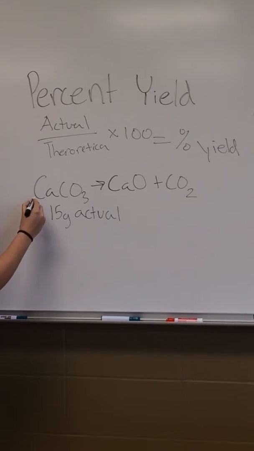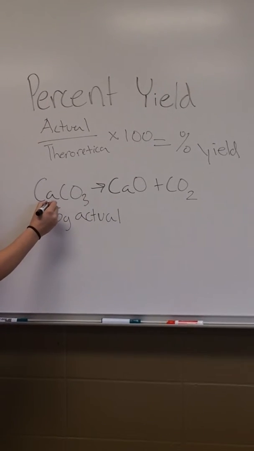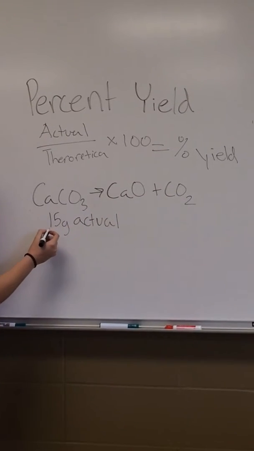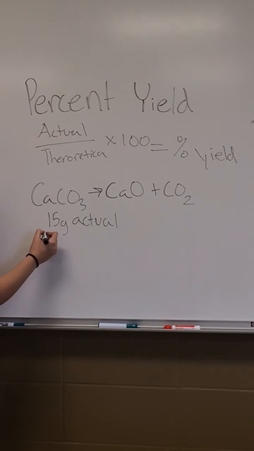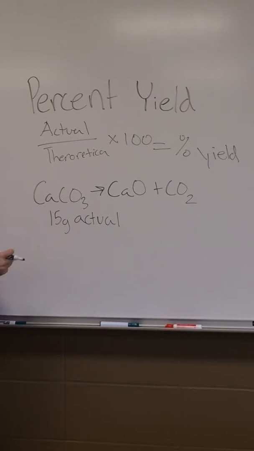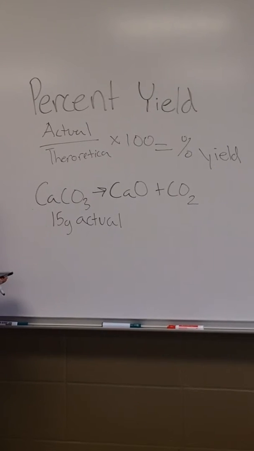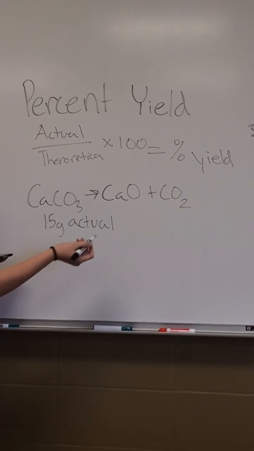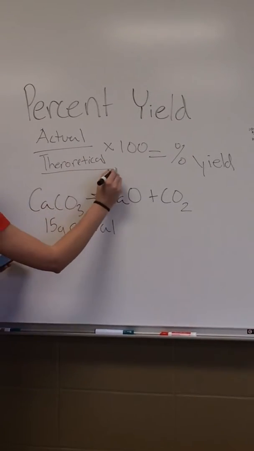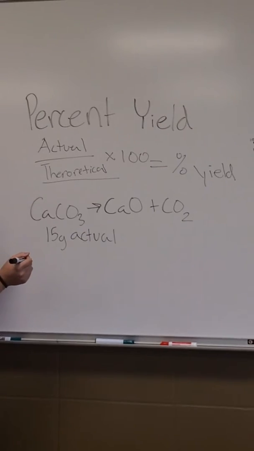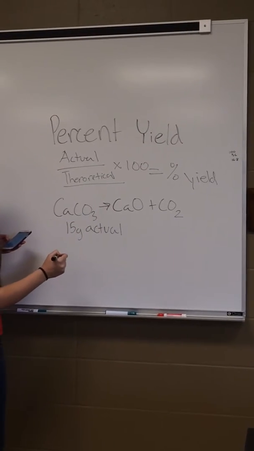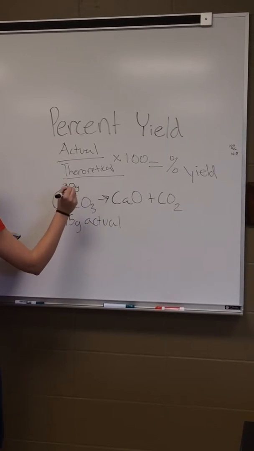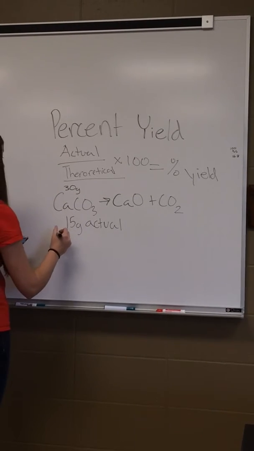So then we have our equation down here. CaCO3 yields CaO plus CO2. In the problem, it gave us that we have 15 grams actually. So what that means is that we need to find the theoretical yield from this equation. And we also know we had 30 grams of this.